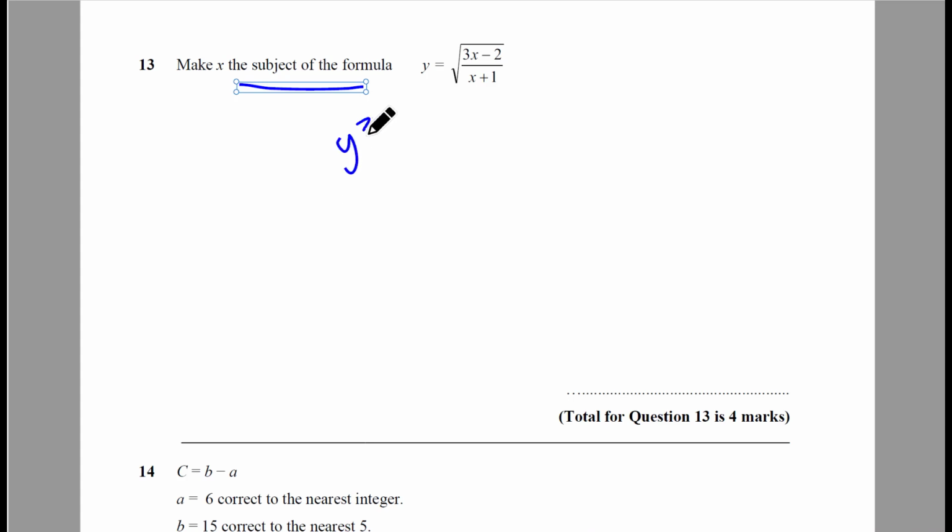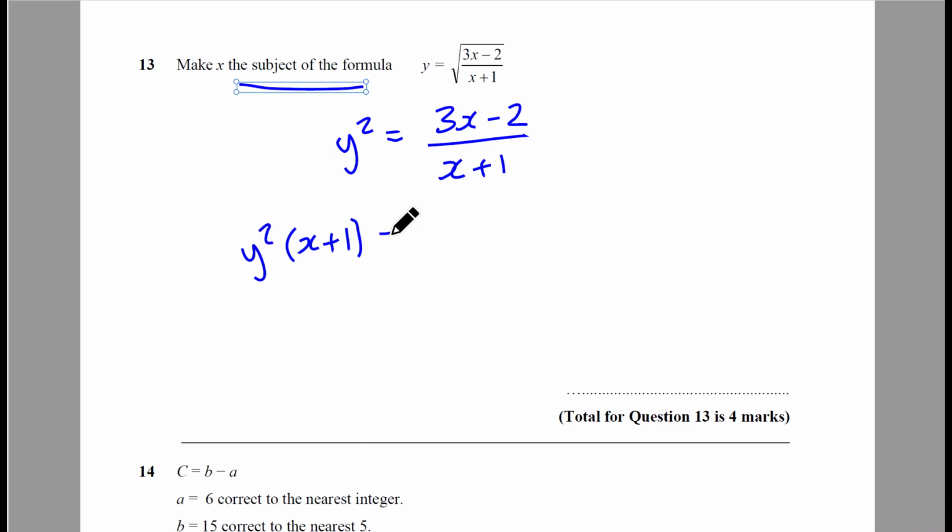So we're going to get first y squared equals 3x minus 2 over x plus 1. We want to multiply out by x plus 1 on both sides. Let's get rid of the x plus 1. So we're going to get x plus 1 with the y squared equals 3x minus 2. We want to expand this out, so that's going to give us xy squared plus y squared equals 3x minus 2.